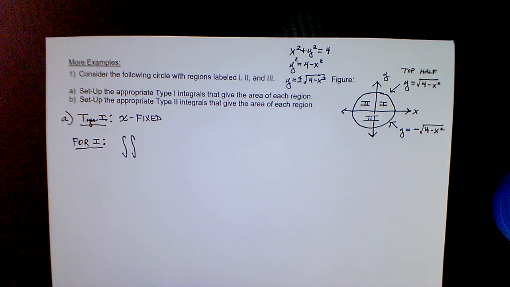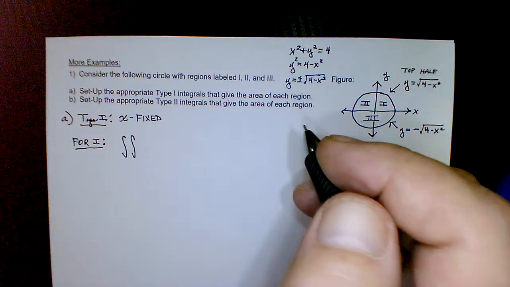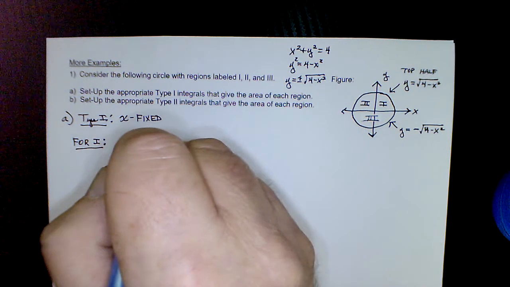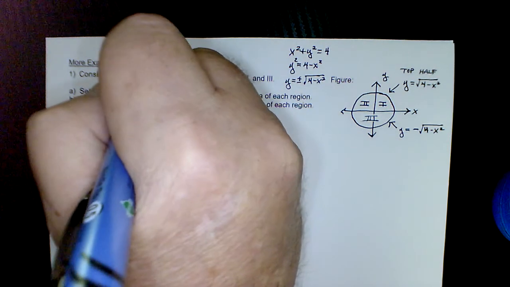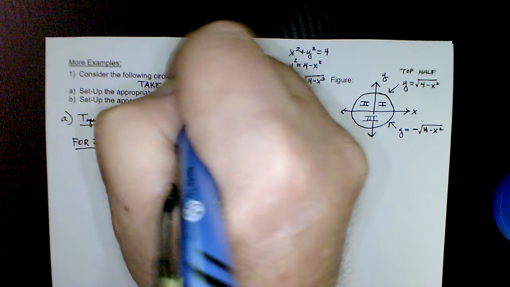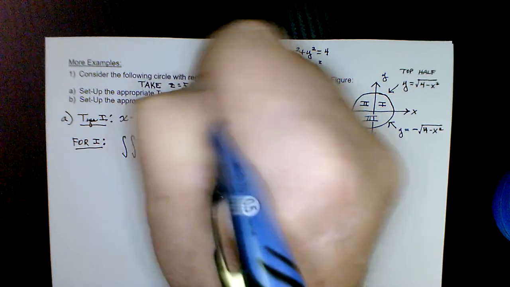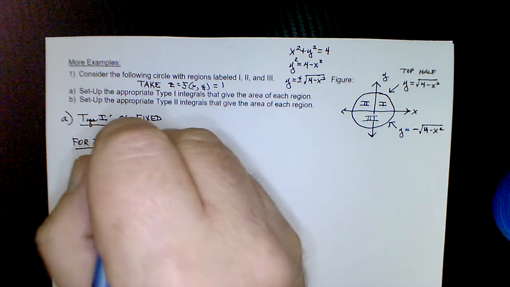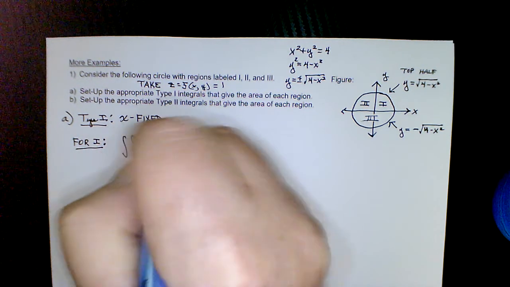The function, we're working with the top half. Well, that's going to be involved in the limits of integration. We're just going to say that we're going to integrate this over 1. So we're not going to have a function that we're integrating. Let's say if you wanted to take z equaling f of x, y to be equal to 1. So that if it's a type 1 where x is fixed, it's going to be of the form dy dx.